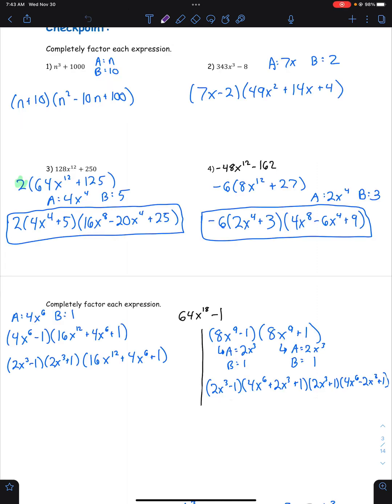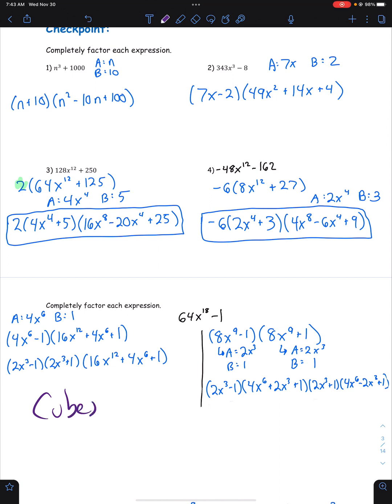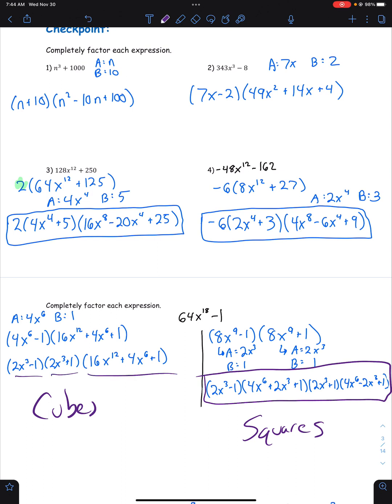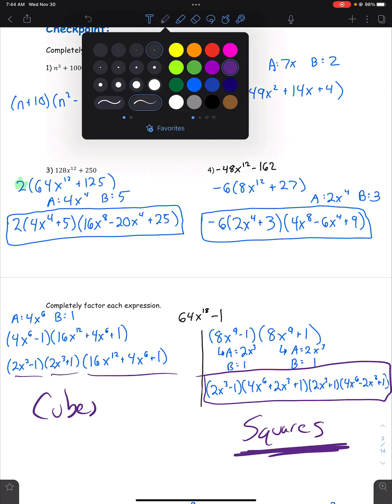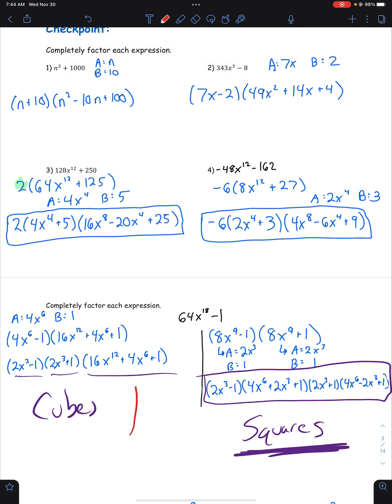So this is what you should have gotten. Here I did the cubes first. Here I did perfect squares first. Which one's more simplified? Which one would you want to circle? You would want to do the difference of two perfect squares. We have 4 factors there, as opposed to only 3 factors with difference of two perfect cubes. So you want to always do difference of two perfect squares first, because that's going to simplify and get you more factors first. You actually could do difference of two perfect cubes and factor this.